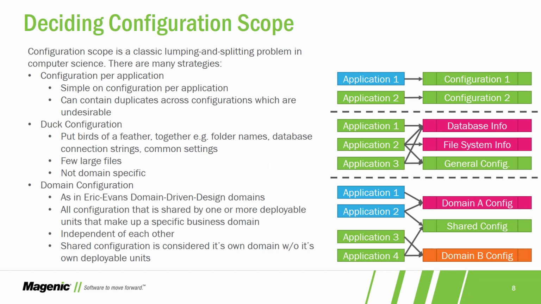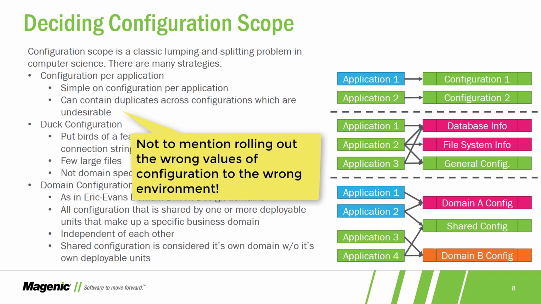Deciding about configuration. In the classic model with configuration per application, and if you're a .NET developer, this means app.config and web.config, right? File-based configuration, not even slightly centralized, right? But that's the classic. It's simple, but it can contain duplicates across configurations, which are undesirable. And by that I mean if there's a configuration value that's used by app 1 and by app 2, that value is represented in each configuration separately, and they can get out of sync with each other.